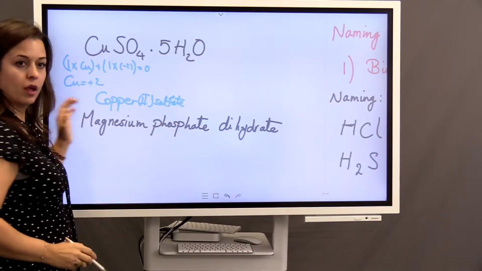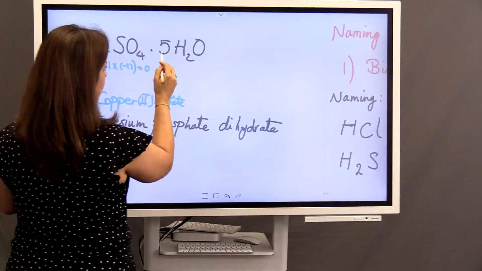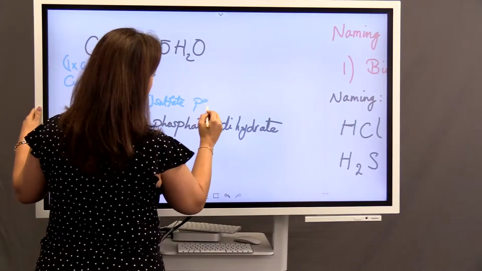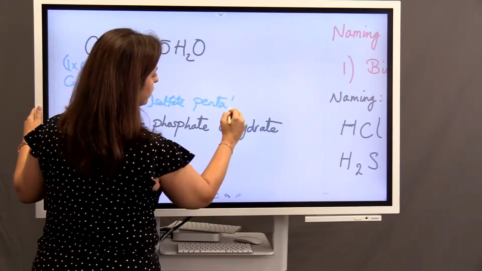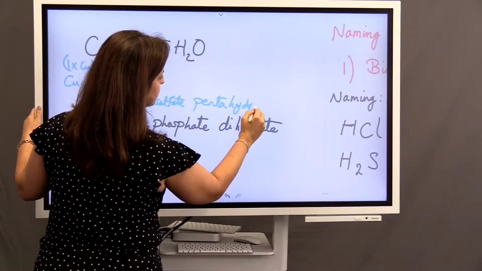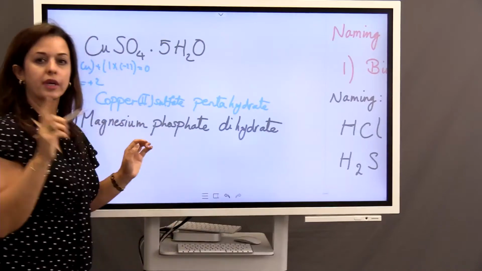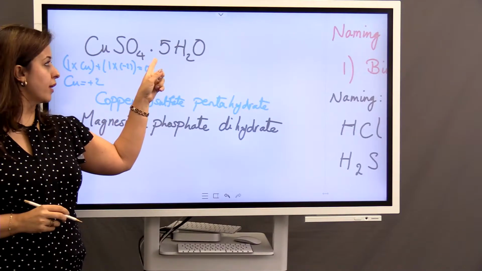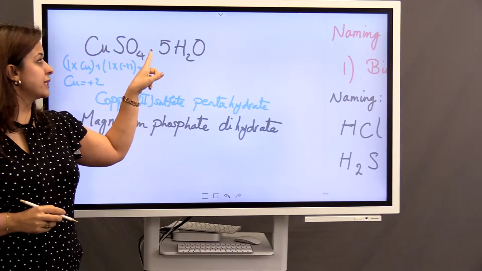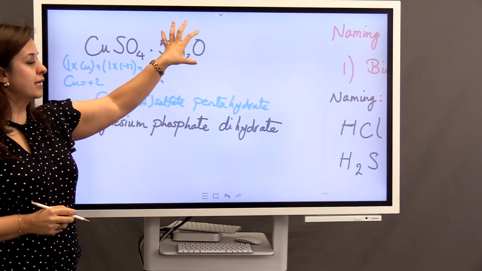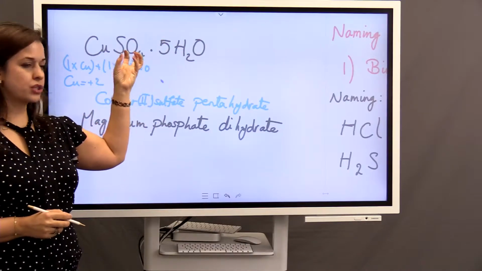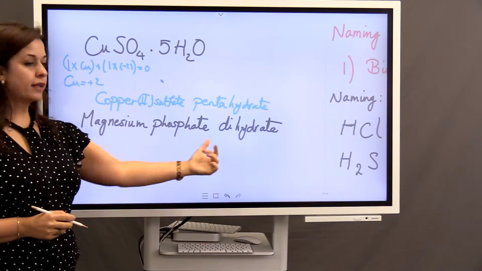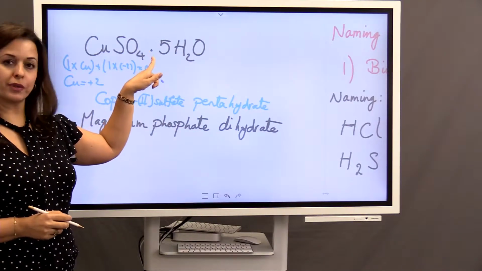as the ionic compound. And what is the Greek prefix for 5? Penta, right? And instead of H2O, you write hydrate. And one more thing I need to mention is that when you are writing the formula for the hydrates, you will see this dot here. It means that these water molecules are attached to the ionic compound part. So when you are writing the formula from the name, don't forget to put that dot here.